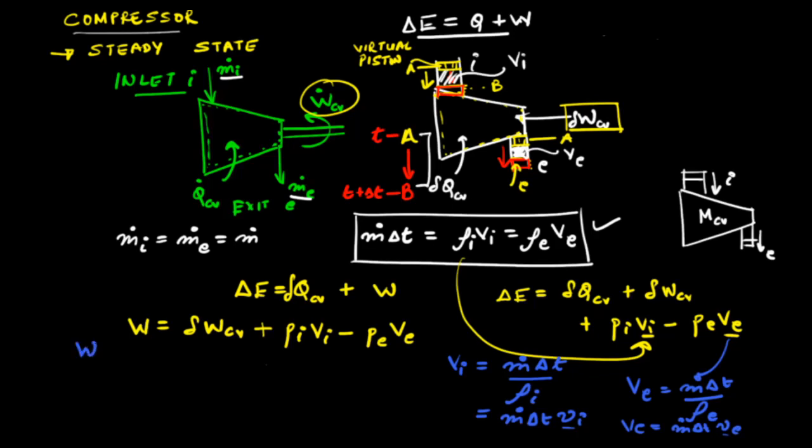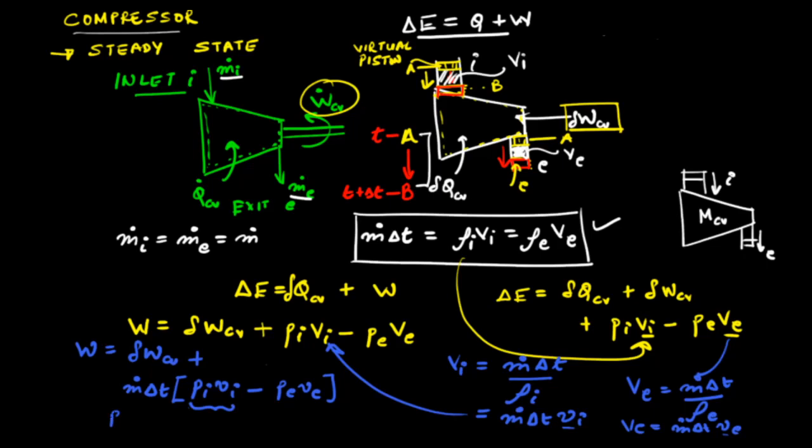Now we can write W as delta WCV plus, so we can substitute this relation over here, m dot delta t times PI VI minus PE VE. Note that this quantity, that is pressure times the specific volume, is also a thermodynamic property, and we'll call this flow work. Why is this a thermodynamic property? Because it is a product of two thermodynamic properties, pressure and volume. And this quantity, flow work, corresponds to the work done on the system to flow a unit mass of substance into this open system.